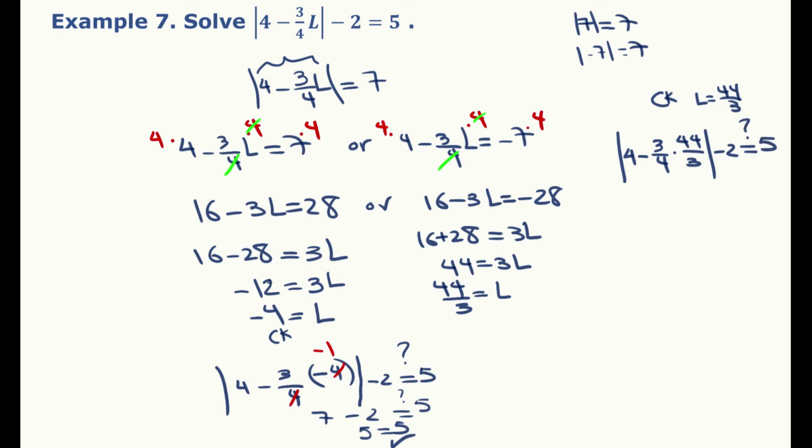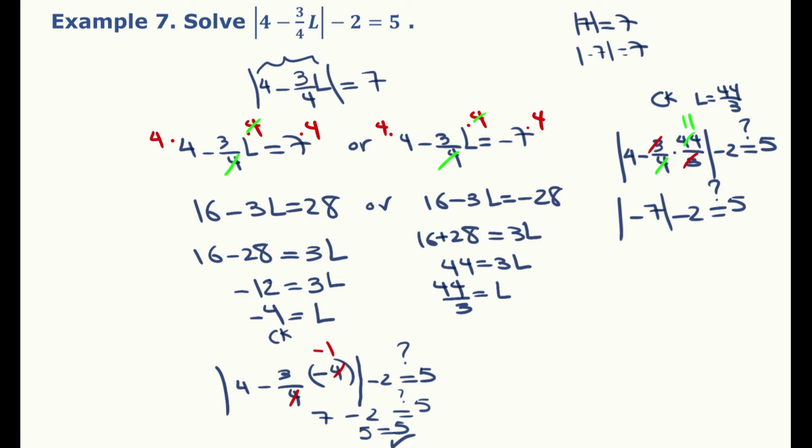Now we notice there is a cancellation. There's actually 2 we can cancel out, so we can cancel out these 3's. Notice that 4 also goes into itself once, but into 44 11 times, right? So we end up with the absolute value of 4 minus 11. That's the absolute value of negative 7 minus 2, and we want to know if that equals 5.